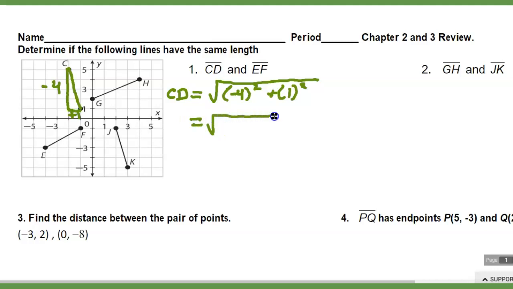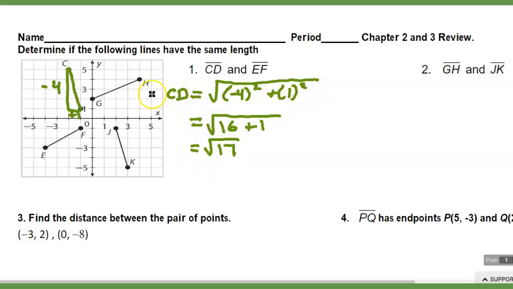So we'll have the square root of 16 plus 1. So CD is going to equal the square root of 17. And we can leave it just like this. We do not need to round it, although it would be just above the square root of 16, which is 4. So this would be about 4.1.